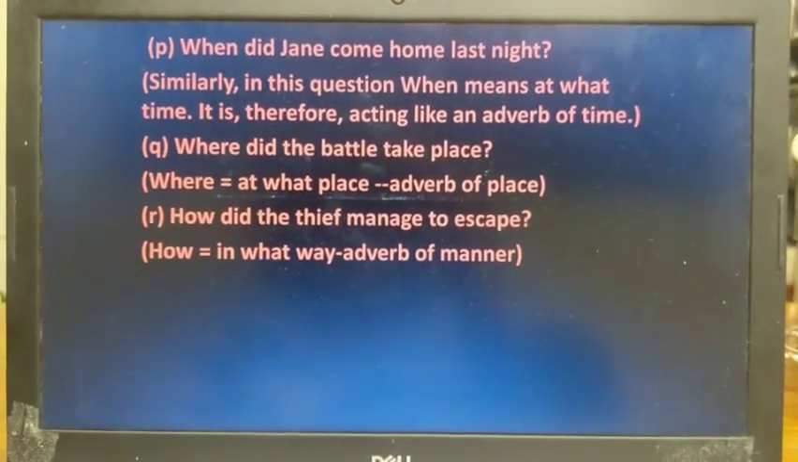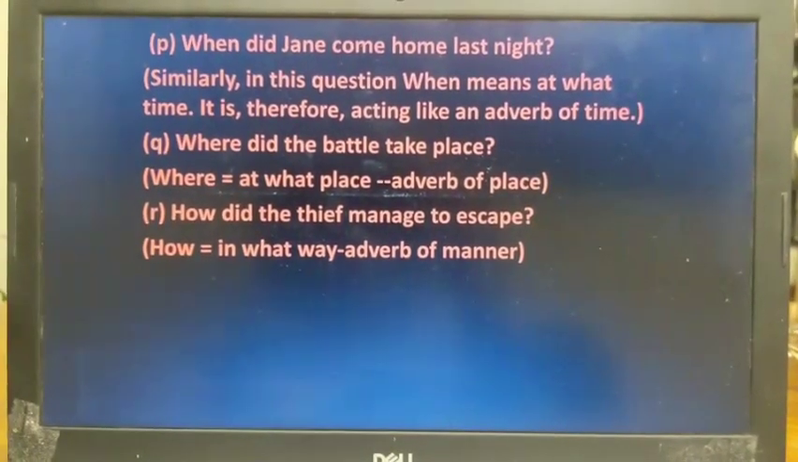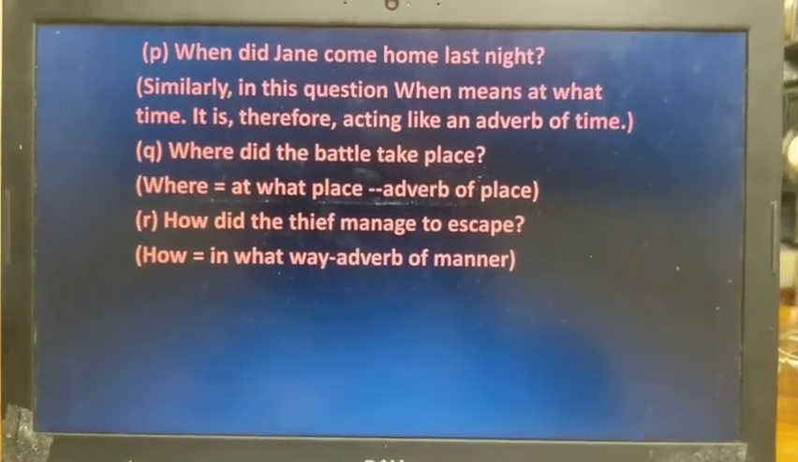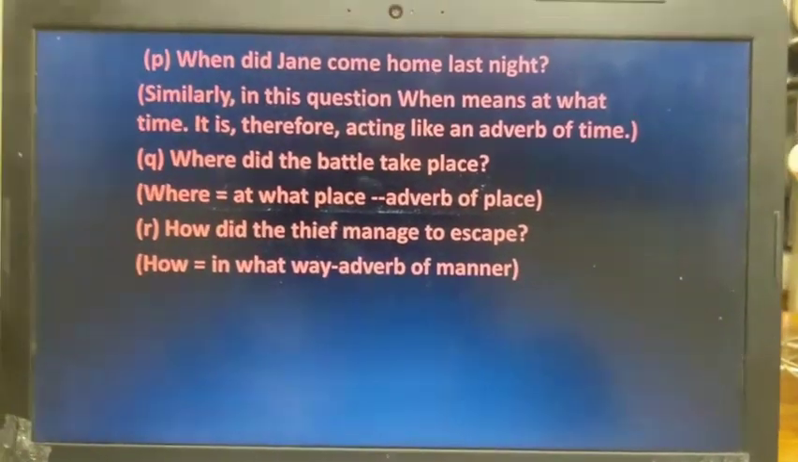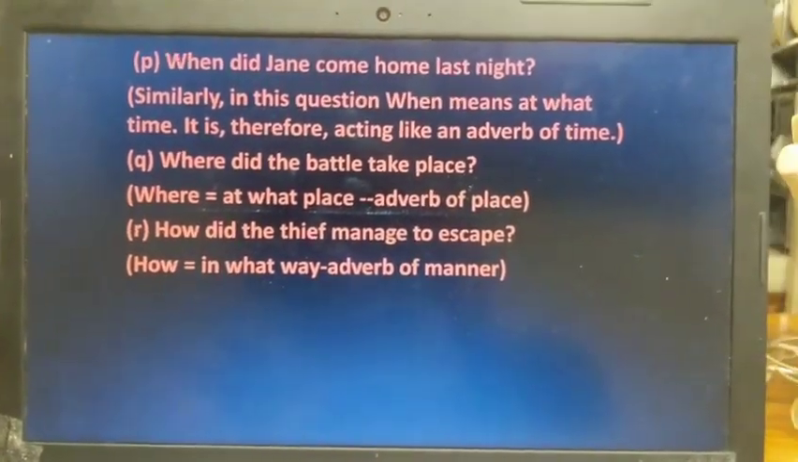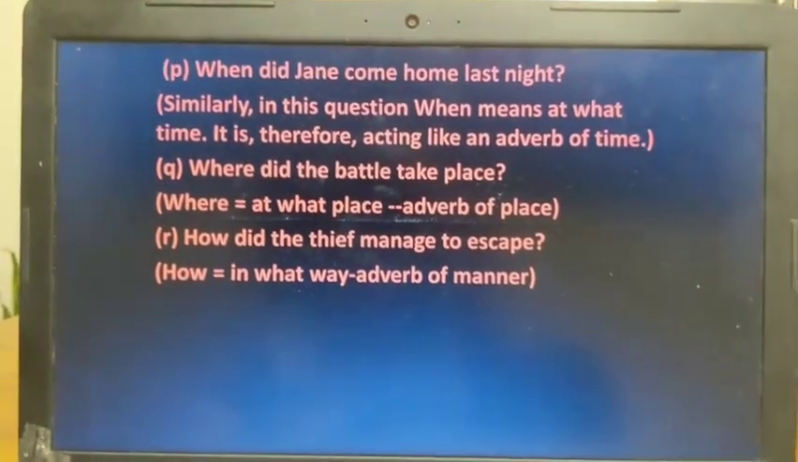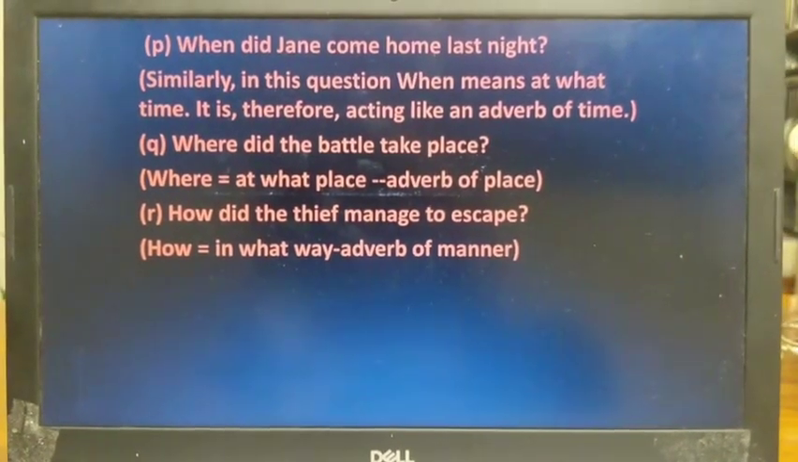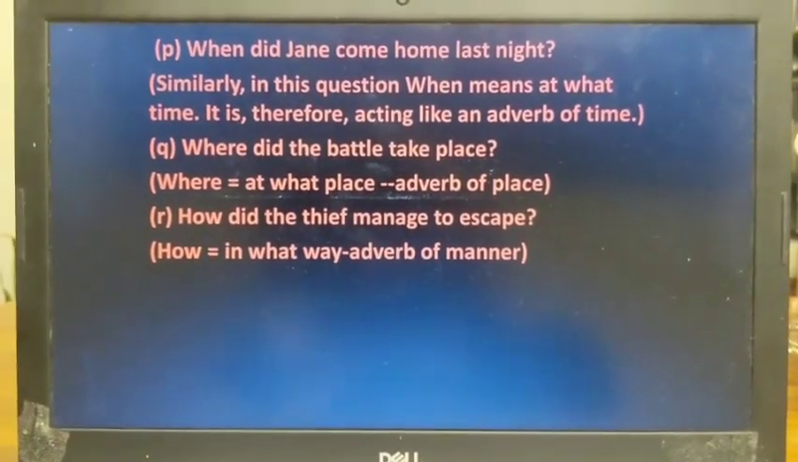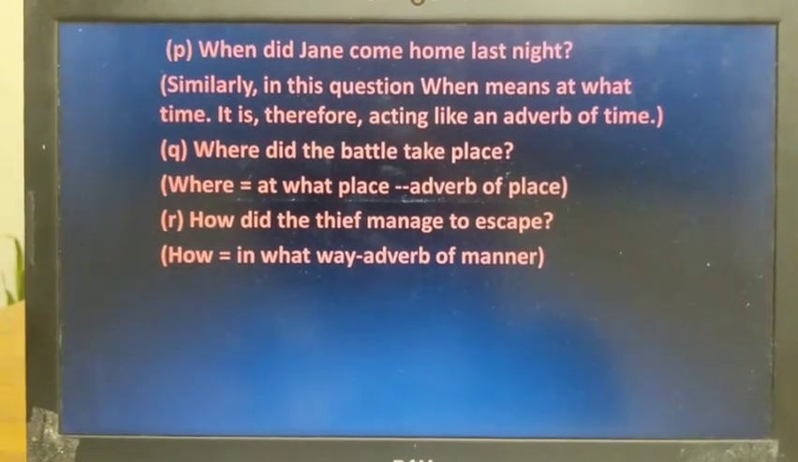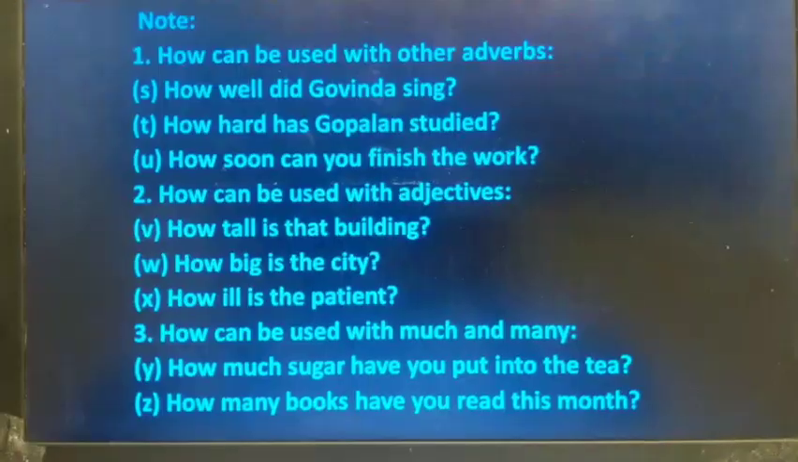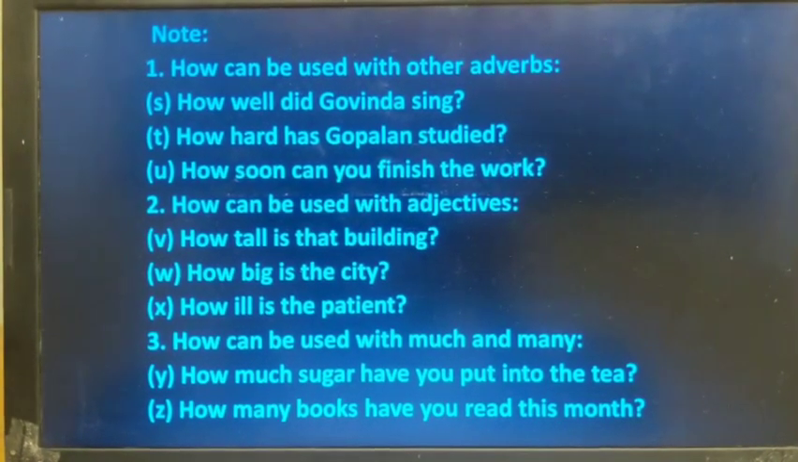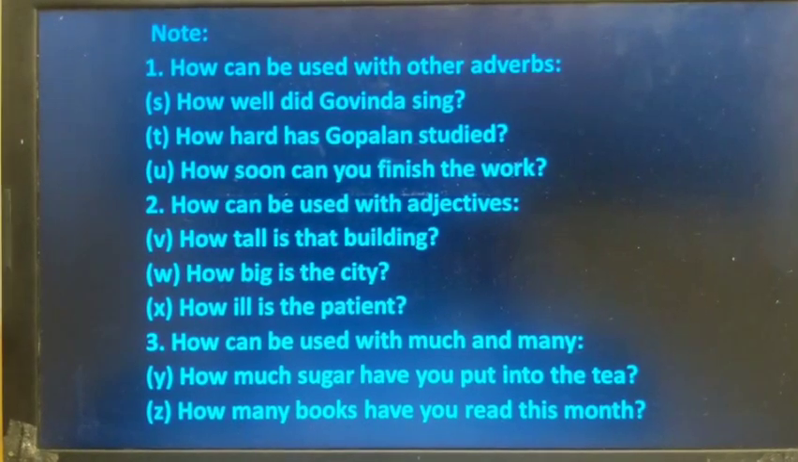Next one: where did the battle take place? Over here, where is telling us the place. So it is the adverb of place, the interrogative adverb which is helping us ask a question. How did the thief manage to escape? The word how is an interrogative adverb. What type of adverb? It is telling us the manner in which the thief escaped, so it is the adverb of manner. Students, the word how is also a question word, right? It is also an interrogative adverb.